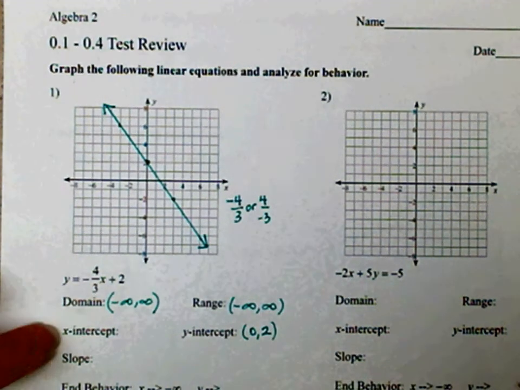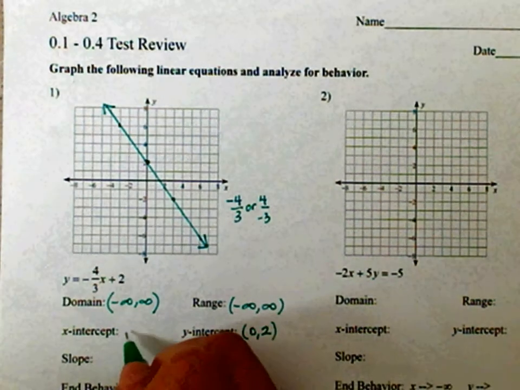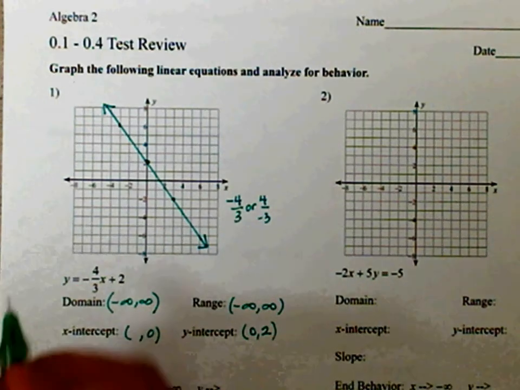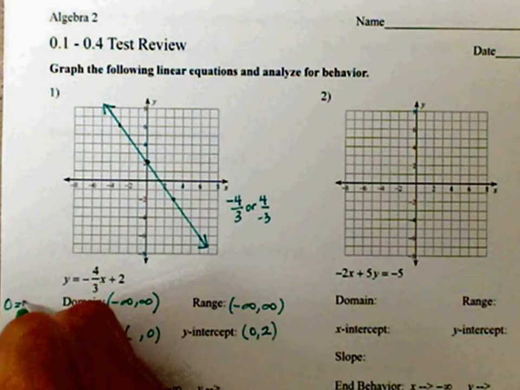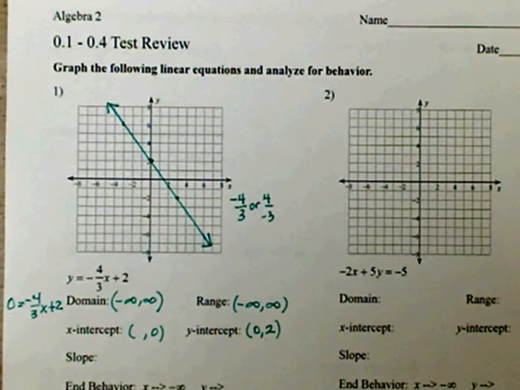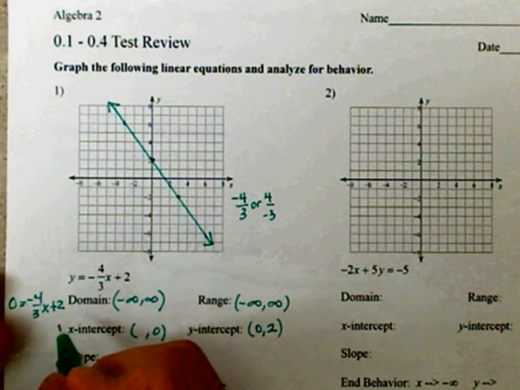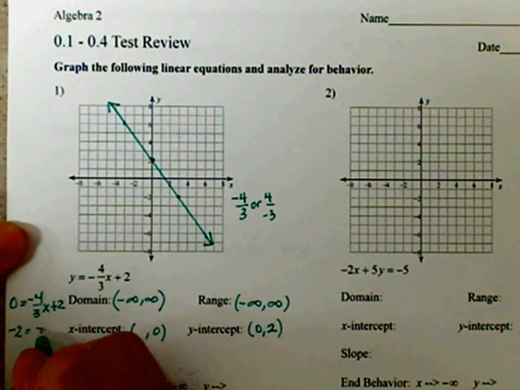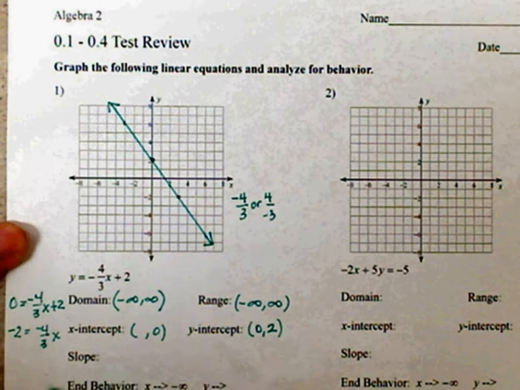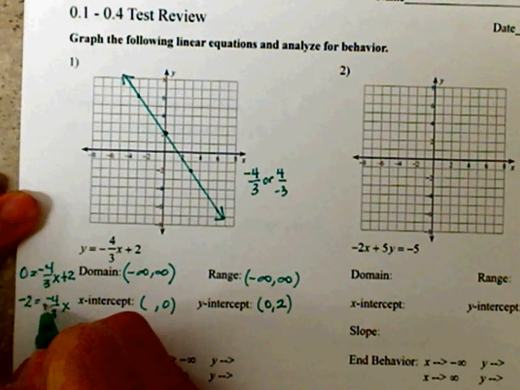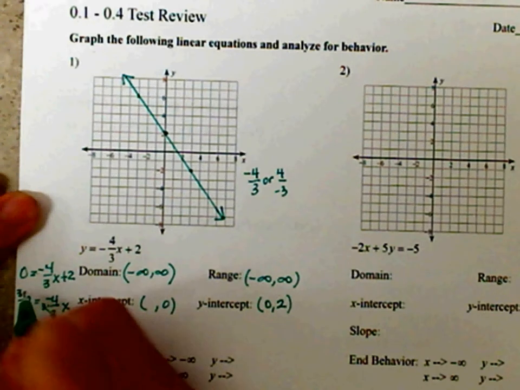To find your x-intercept, you know that your y is going to be 0. So what you can do is plug into the equation. 0 equals negative 4 over 3x plus 2. Solve for x. Subtract 2, so negative 2 is equal to negative 4 over 3x. That's divided by 3, so times 3 on both sides. What you do to one, you do to the other.